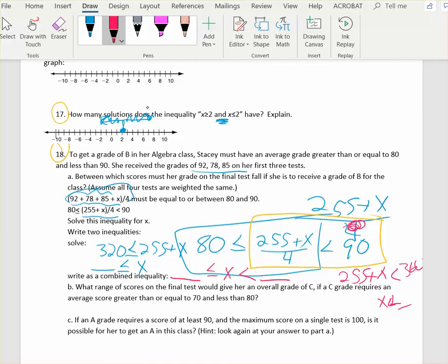Okay, and B is going to be almost exactly the same thing. This part will be the same. You'll just switch the 80 to a 70 and this to a 90, and then put that in the middle. And then C, you can look back at what you got for answer for A and see if it's possible for her to get an A on this test.